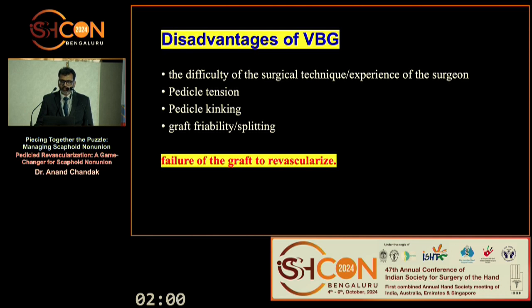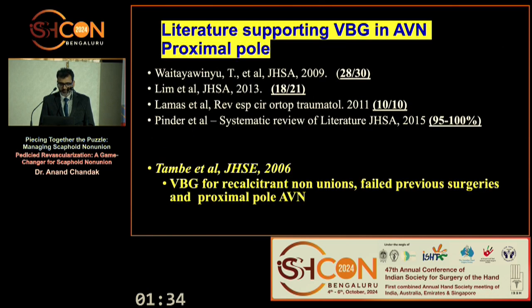But there are also disadvantages. It has a high learning curve, and there is a difficulty in the surgical technique. You have to preserve the vascular pedicle very nicely. Undue tension on the pedicle, pedicle kinking, or the graft shattering, because these are from the distal radius, so very friable cortical support, and graft splitting or friability can lead to failure of the revascularized graft.